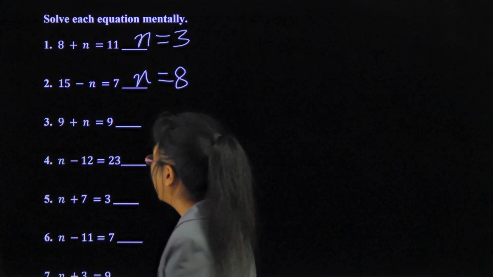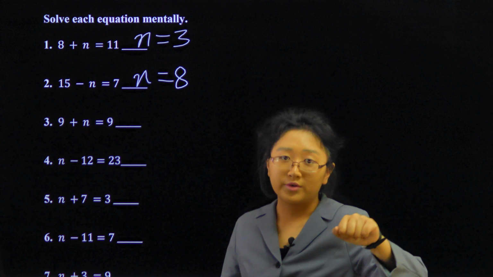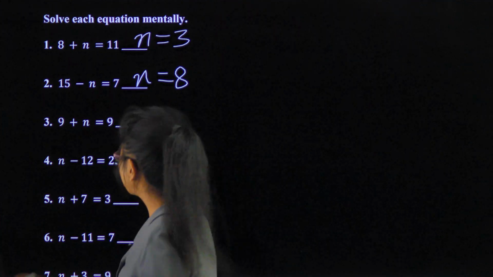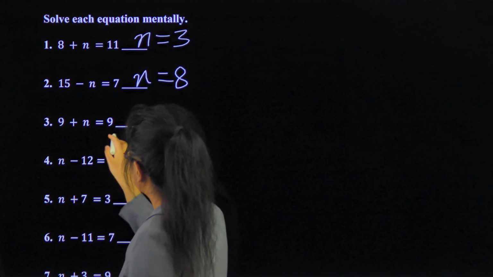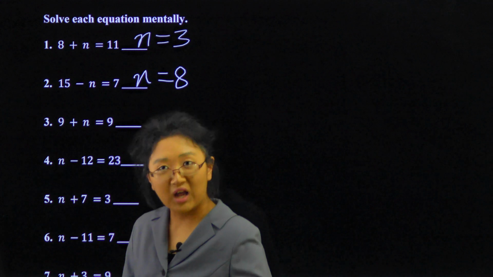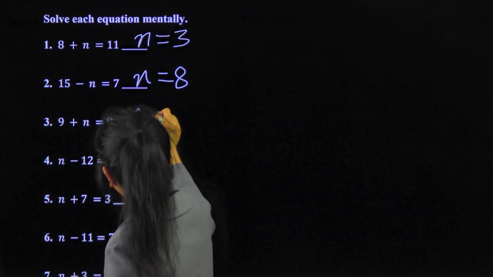N equals 8. Now here's how you would usually go about it. If it's addition, you subtract. If it's subtraction, you add. Such as 9 plus n equals 9, then n equals 9 subtract 9. N equals 0.